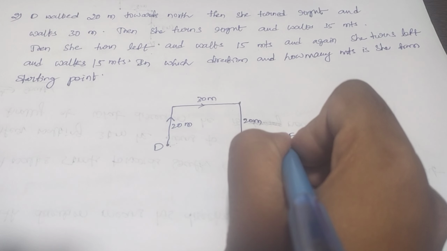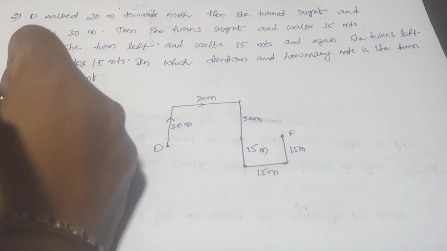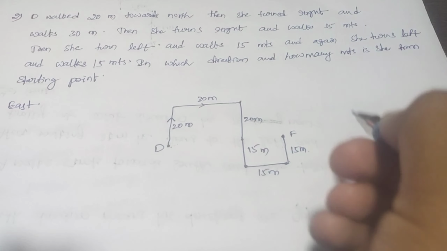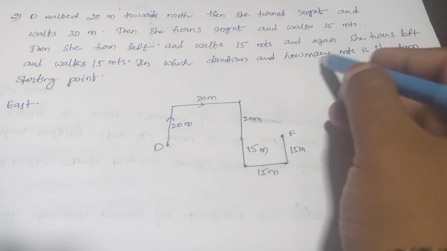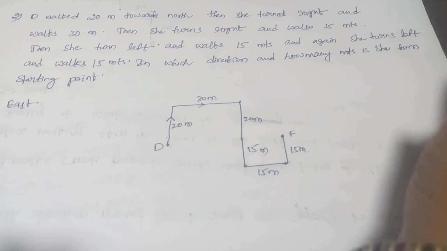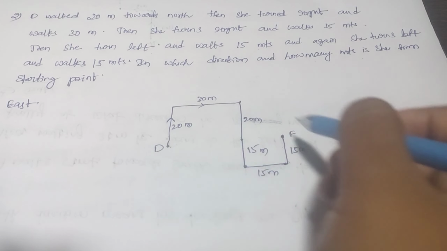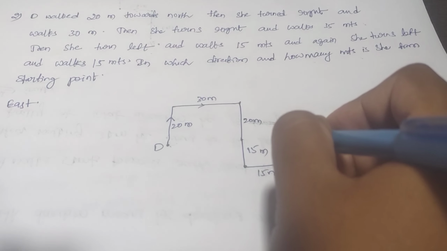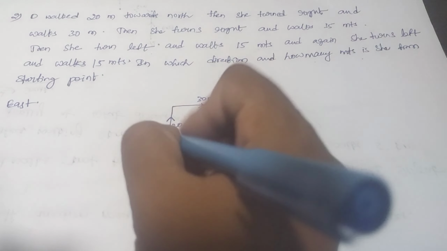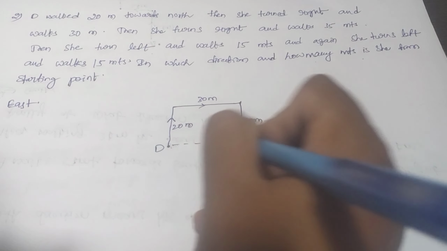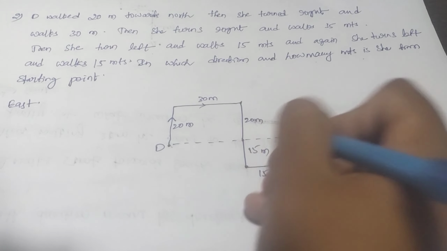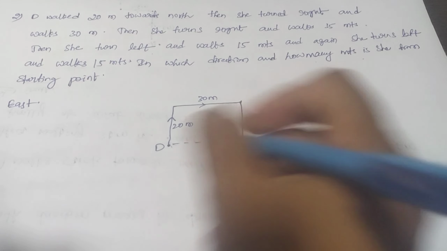In which direction is she now? East direction. East. Okay. And then how many meters is she from starting point? This is the starting point. This is the final point. And how many meters we have to calculate? We have to calculate this distance. Got it? We have to calculate this distance.